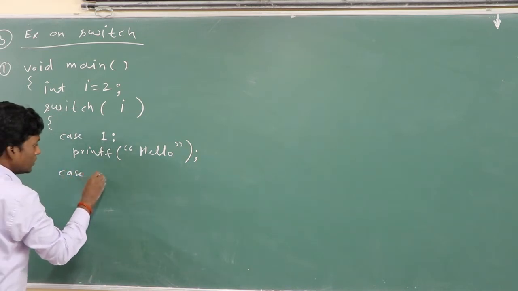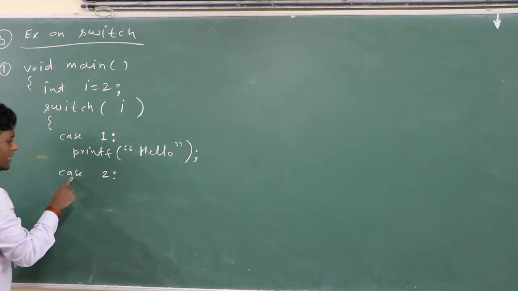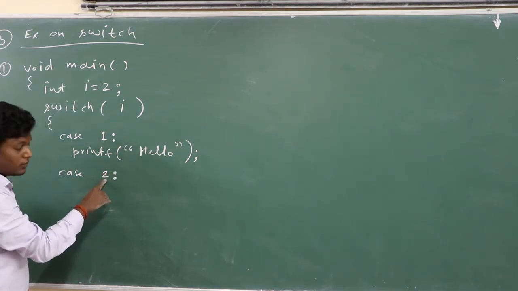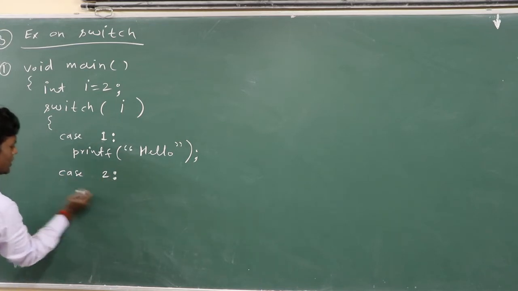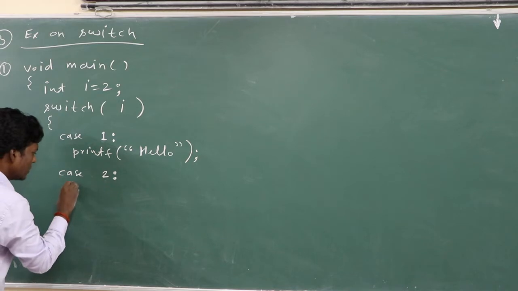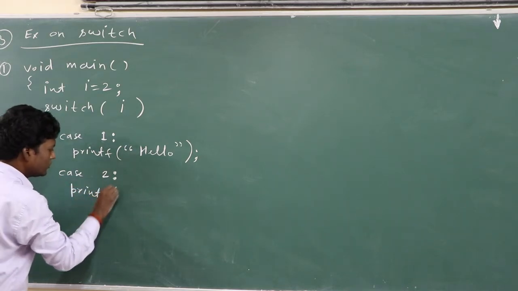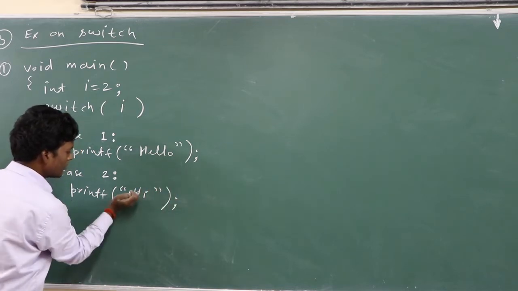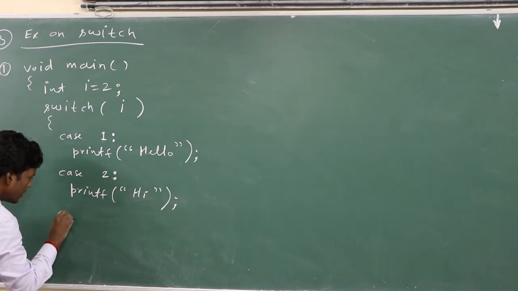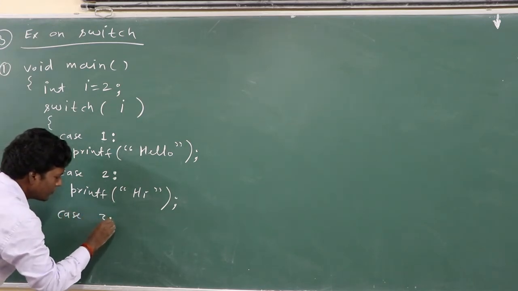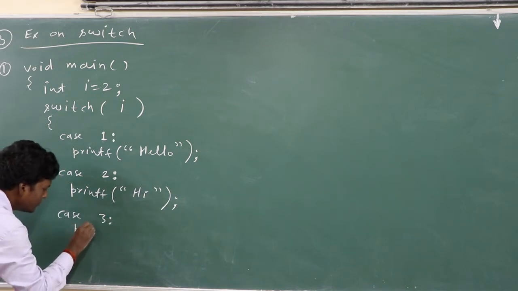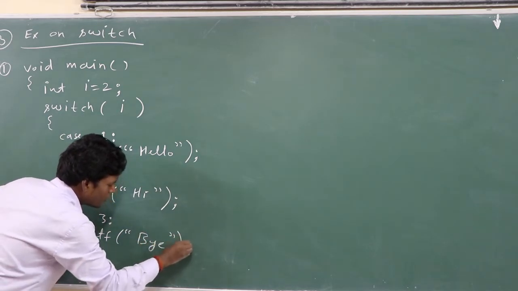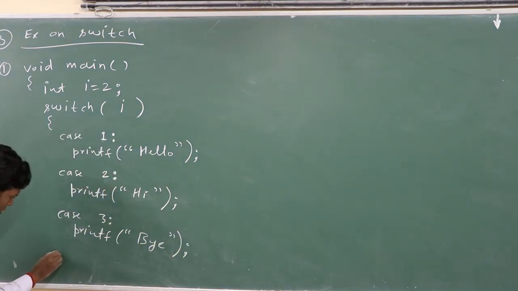Case constant 2. This is the case. There is a space. Here 2 is a constant, case constant, and this is the colon. There are some statements related to this case. Printf hi. Another case 3, printf by. Okay, switch is closed here.